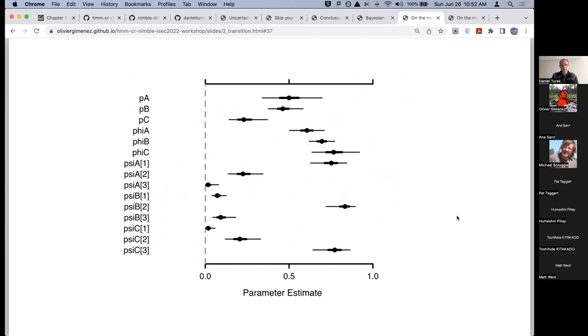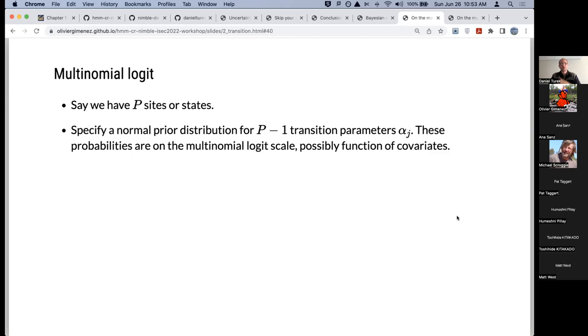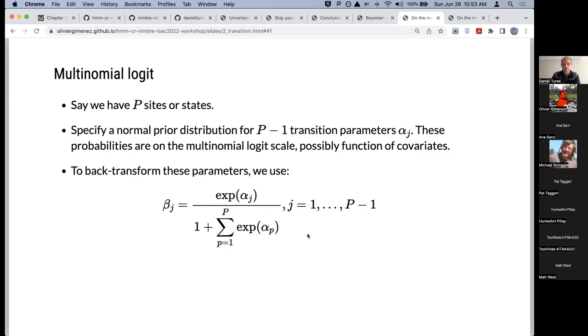The other approach that we could use for this is a multinomial logistic regression, as I mentioned, the multinomial logit function. This is a little tricky. If we have P sites or states, in this case it's three, we specify prior distributions for all but one of the parameters, and that's on the logistic scale, the logit scale, and we'll do, say, a wide normal distribution. So on the logit scale, P minus one of those, so two of them in this case, are essentially flat. And then we generate the transition probabilities using this back transformation. And this, you might note right here, is the inverse logistic function.